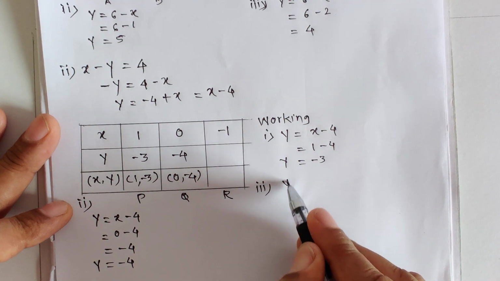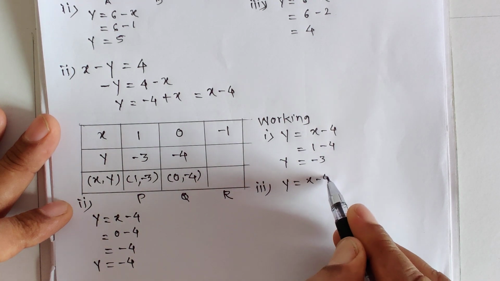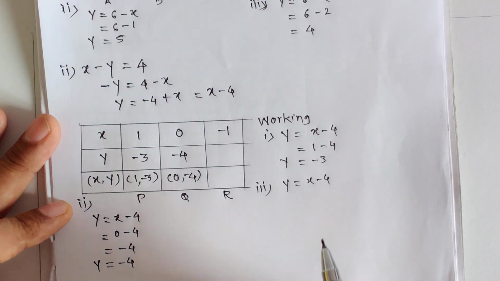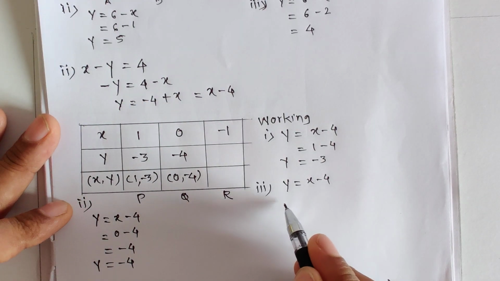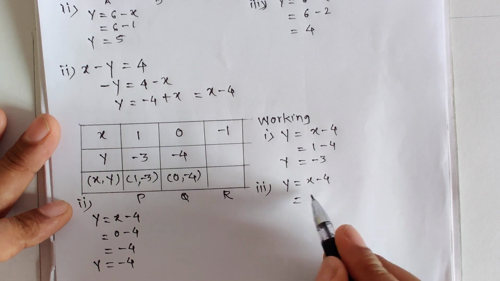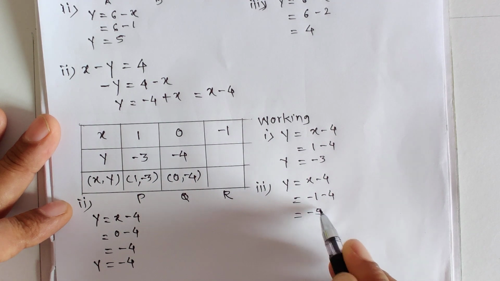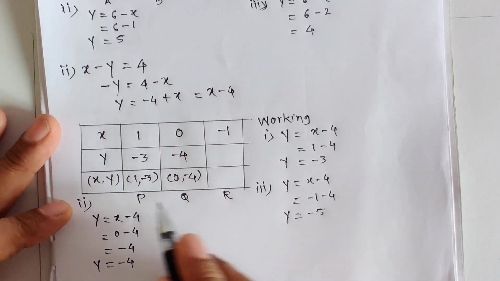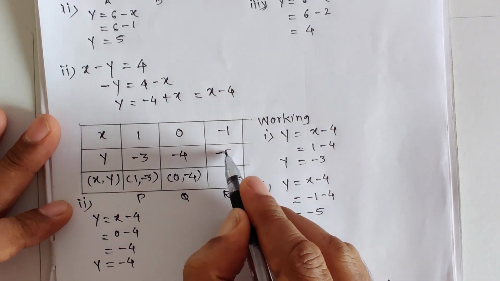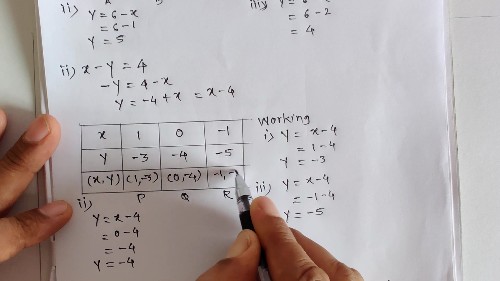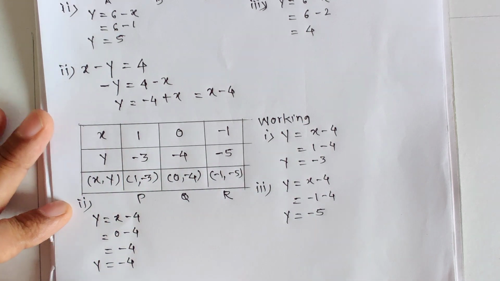And for the third coordinate, y is equal to x minus 4 is the formula for y. We already obtained that formula. Substitute the value of x. x is equal to minus 1, so minus 1 minus 4, we get minus 5. So here (-1, -5), we get the 3 points.